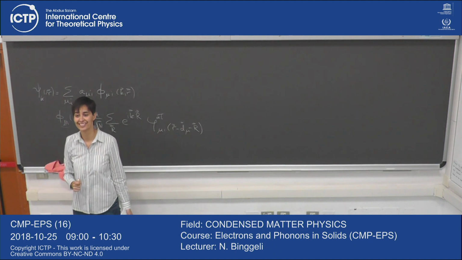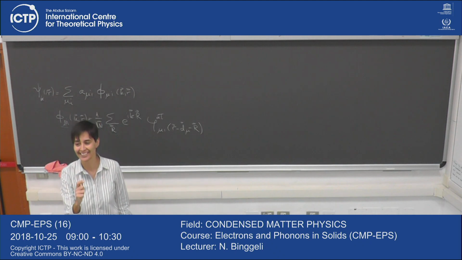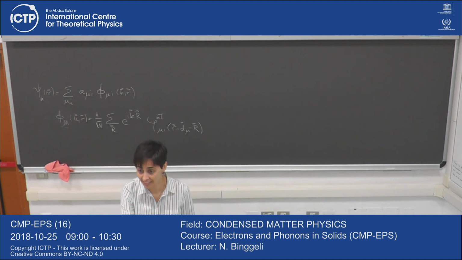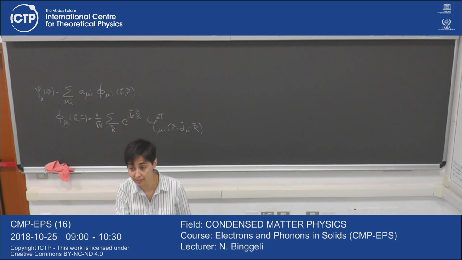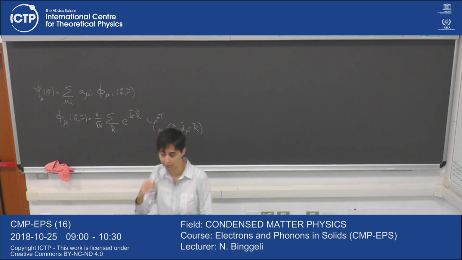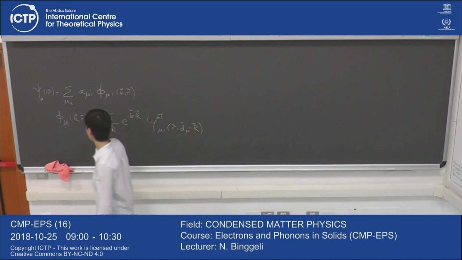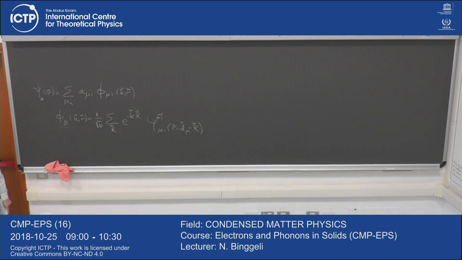BCC. No, it's BCC. I'm asking BCC. It has one atom. You can describe the primitive cell with one atom. Okay, primitive cell is a Bravais lattice, no? With one atom. So it's just one.